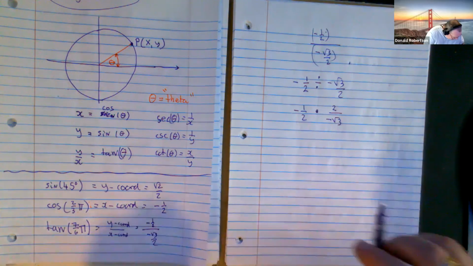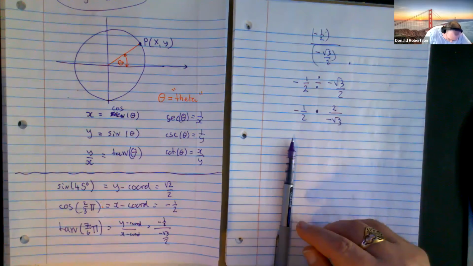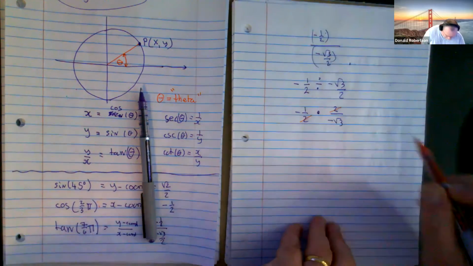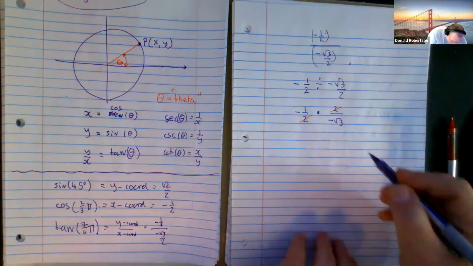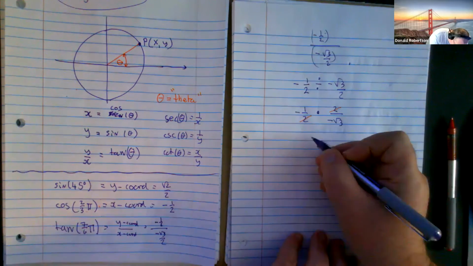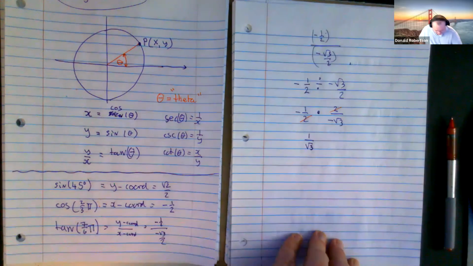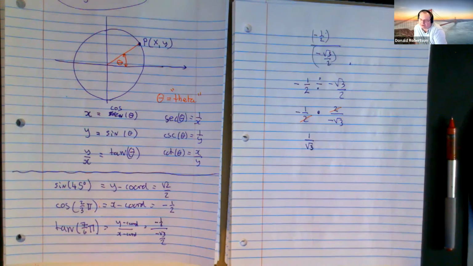Now, we can tidy this up quite a bit. Would you agree that a 2 in the top and a 2 in the bottom cancel? And would you agree a negative and another negative makes the answer positive? So would you agree that the answer becomes a much nicer looking answer, right?